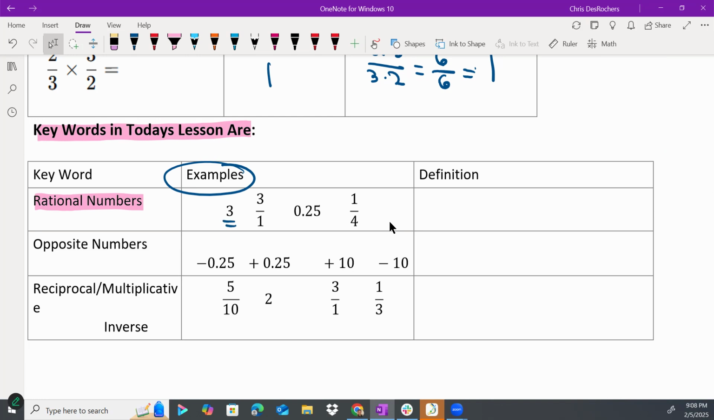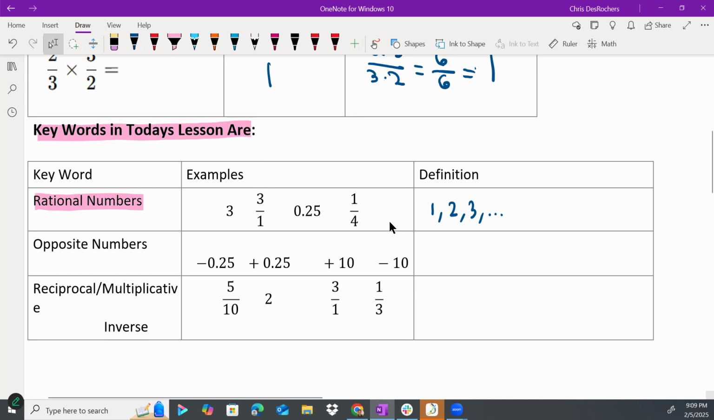3 is a rational number. 3 ones is a rational number, and so is 0.25 and 1/4. And we might wonder, well, what makes a number rational? How is it, say, different than other numbers? Let's say we have numbers 1, 2, 3, and we continue counting 4, 5, 6. How is that different from these numbers?